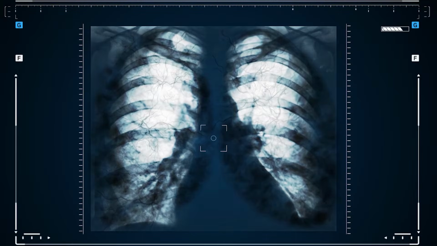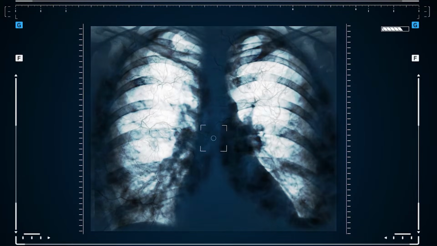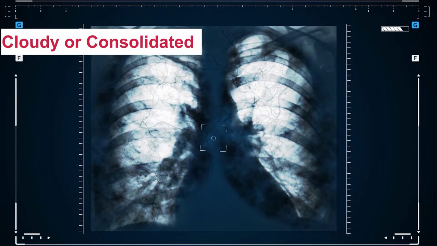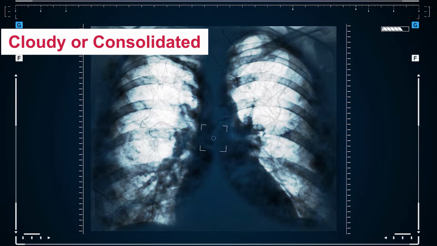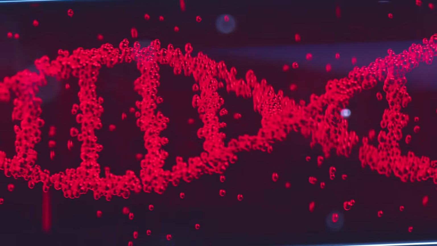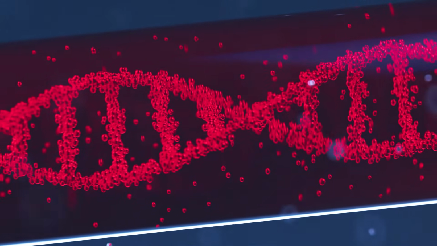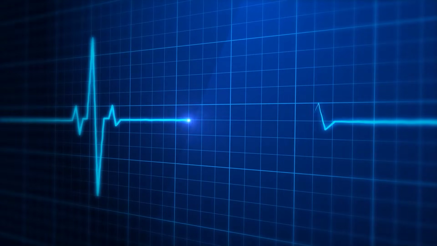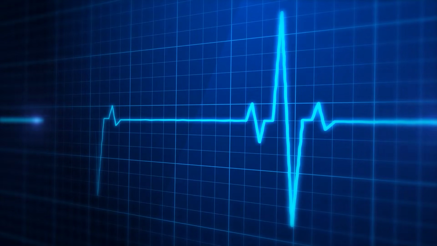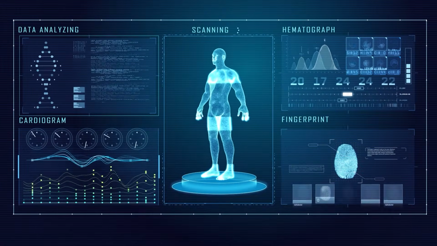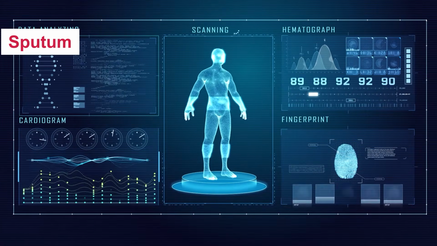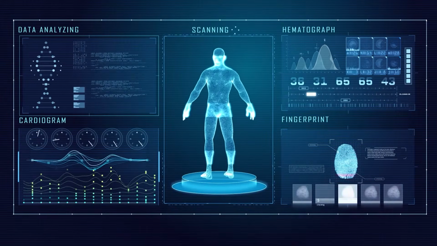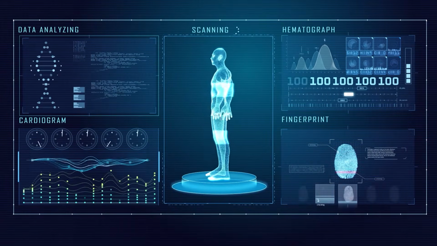To confirm the diagnosis, a chest X-ray is usually performed. The X-ray shows areas of the lung that appear cloudy or consolidated, indicating infection. Blood tests may be ordered to check white blood cell levels and inflammatory responses, and oxygen levels may be measured using a pulse oximeter, which clips onto a finger. In some cases, doctors may collect a sputum, phlegm sample, or perform additional scans or tests to determine the exact organism responsible for the infection.